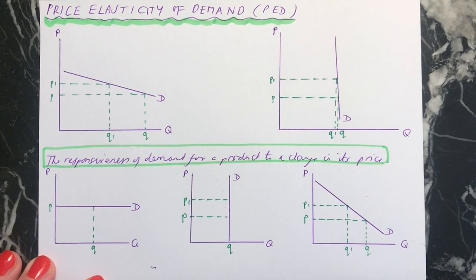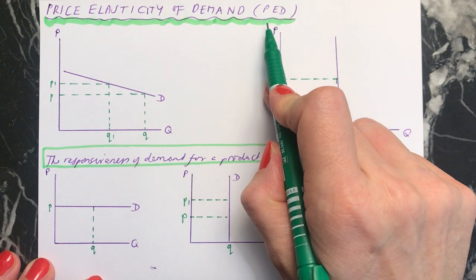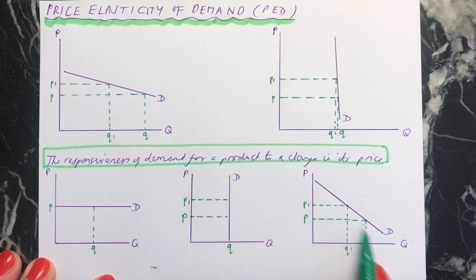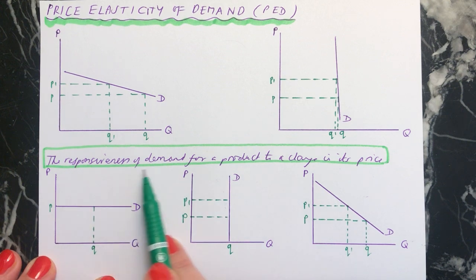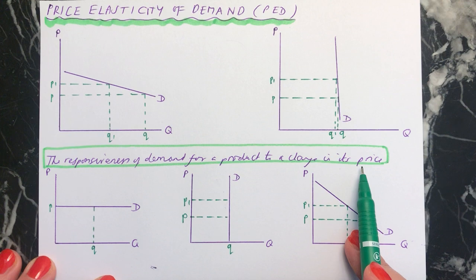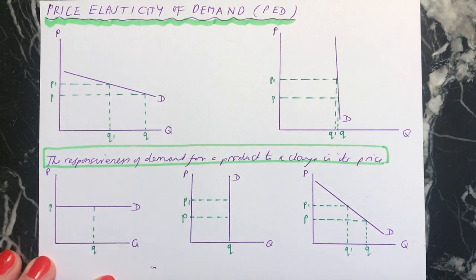Hi everybody, in this video we're going to look at price elasticity of demand, or PED, and this is what explains the shape of a demand curve. So here you can see 5 different demand curves, and the steepness of the curve, or the gradient, is determined by its elasticity. The definition of PED is the responsiveness of demand for a product to a change in its price. So when the price of the product changes, what happens to how much is demanded?